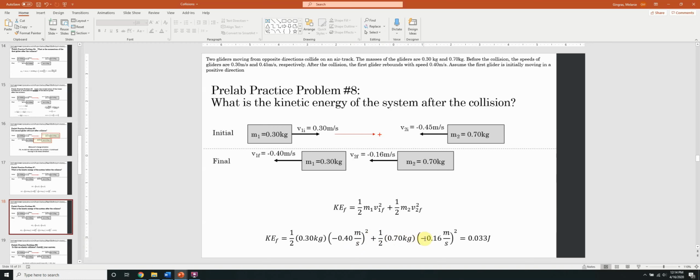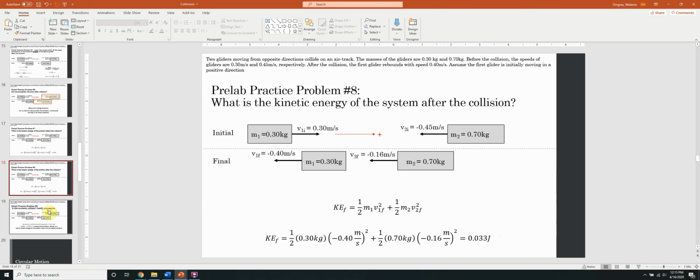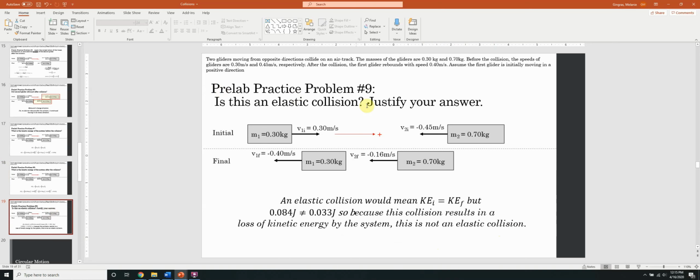We know v2 final is negative 0.16 meters per second. So when we multiply out and add up these values, we end up getting that KE final is equal to 0.033 joules. Yes, I know that the answer sheet says 0.032, but we are using this correctly rounded value, which gives us 0.033. All right, last but not least, practice problem number 9.